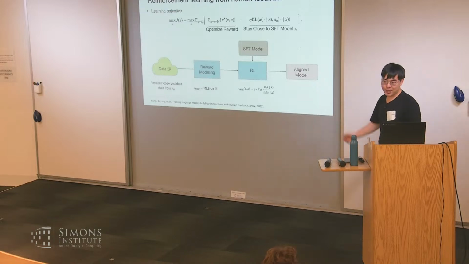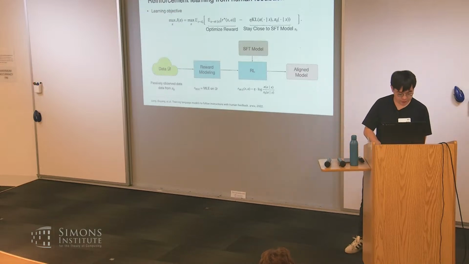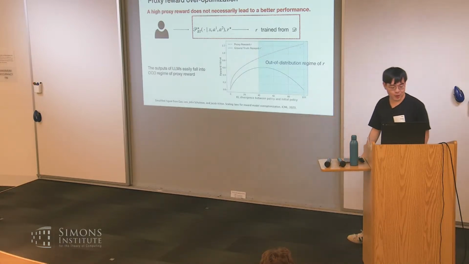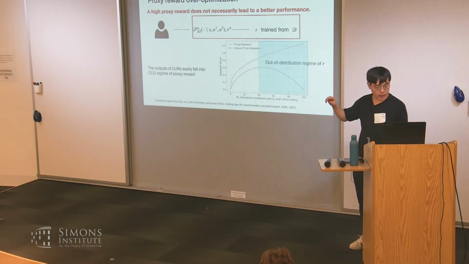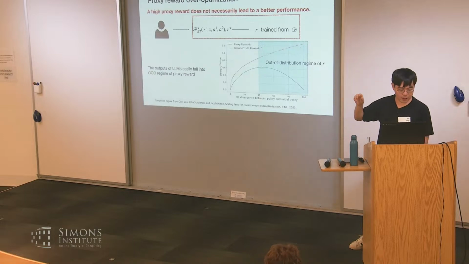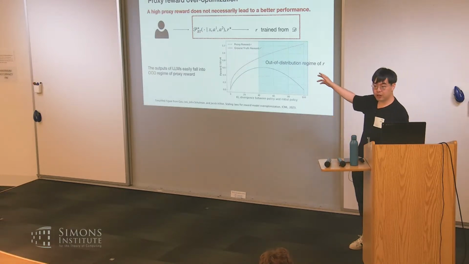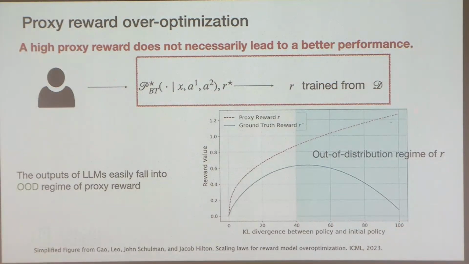So this framework is very successful, but it also faces some challenges. It's about generalization and distribution shift. This problem is the so-called proxy reward over-optimization, which means that a high proxy reward we construct doesn't necessarily lead to better performance on the downstream task. This is because the output of the language model easily falls into the out-of-distribution region of our proxy reward. So again, I will introduce this figure.